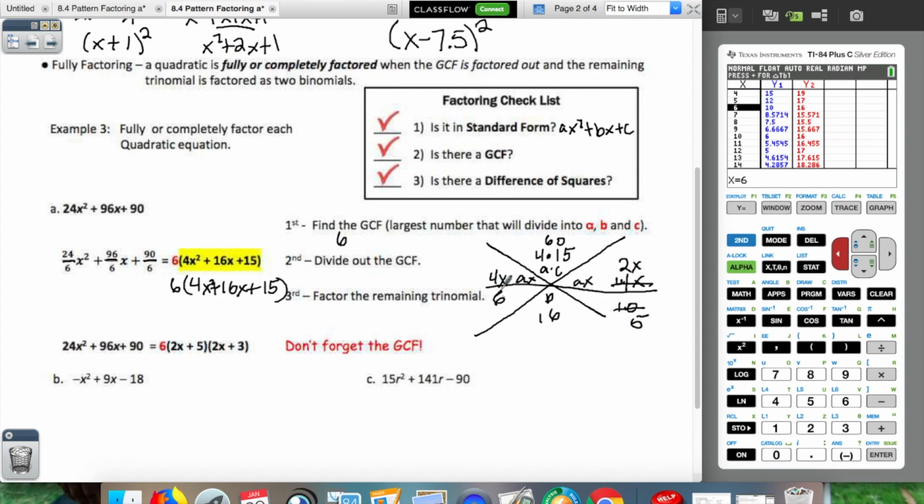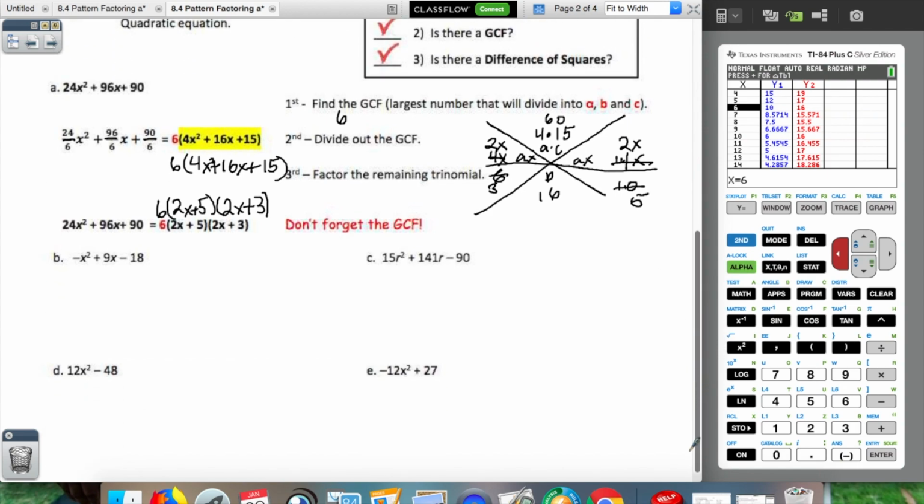And then do the same thing here. Do we have a common factor between 4x and 6? Yep, it's 2 again. So what's 4x divided by 2? Well, that's 2x. And what's 6 divided by 2? 3. So that leaves us with, don't forget your GCF, 6 times 2x plus 5 times 2x plus 3. And that's cool, right? I think it's cool. I hope you guys do too.